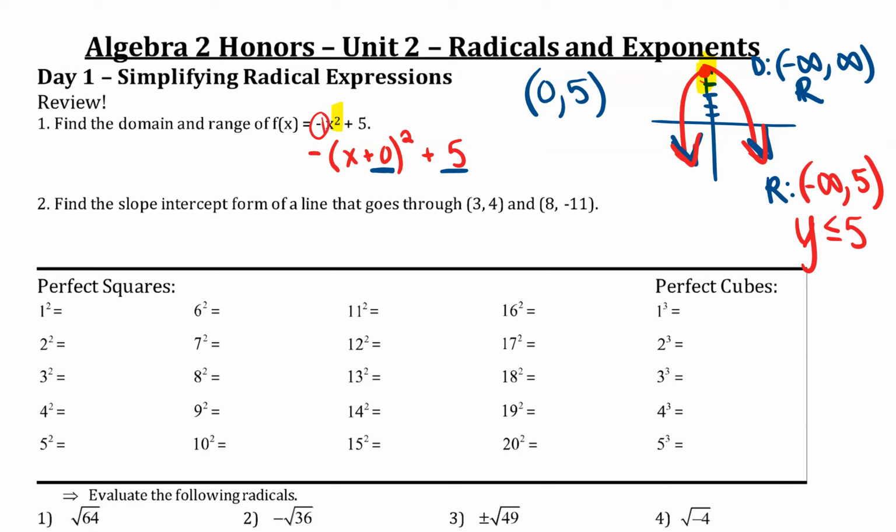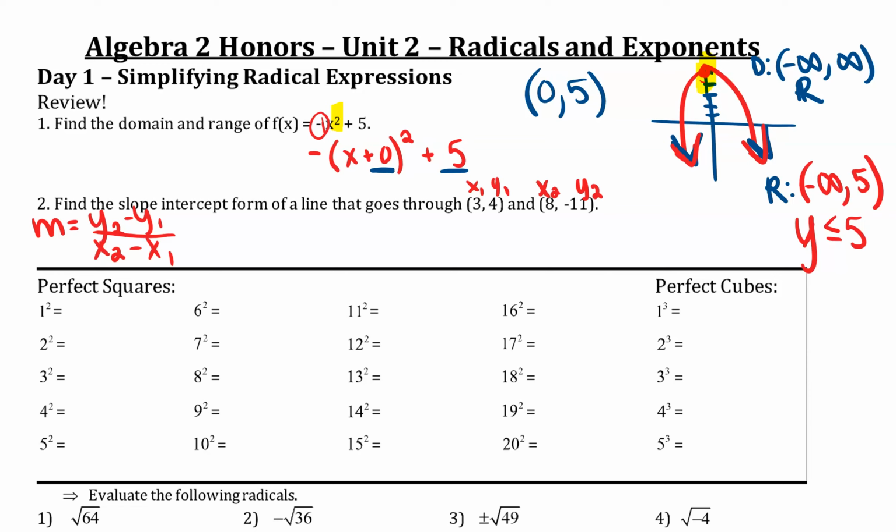To find the slope-intercept form, I am first going to find the slope. Sorry, my pen's not working very well. To find the slope, I do m equals y2 minus y1 over x2 minus x1, where this is x1, y1, x2, y2. And remember, it doesn't matter which one's the first point and which one's the second point. I just chose the one that was written first to be the first point.